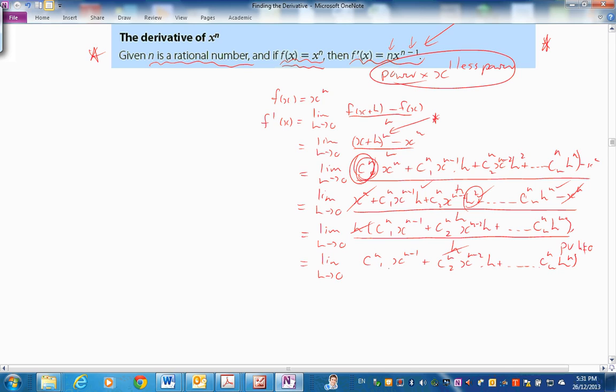Now, as h tends to 0, all these other terms have got 0 in them. That's 0, that's 0. So each one separately is going to tend to 0. So this is the limit as h tends to 0 of C(n,1) x^(n-1). Now, I don't know whether you know much about combinations. You're supposed to by now from the binomial expansion, but C(n,1) is always n. So this is n times x^(n-1). Oh, I think we've just proven it.